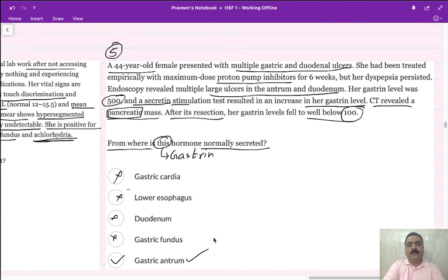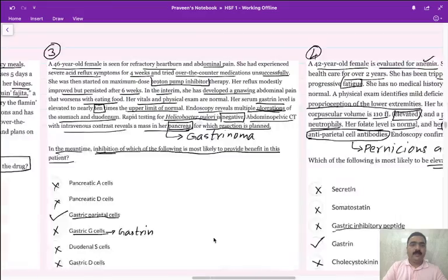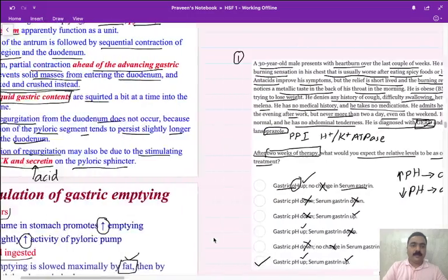So this is very simple. They give you a vignette and then ask you a physiology-based question. Hope you have enjoyed the stomach. So that's it for the stomach.